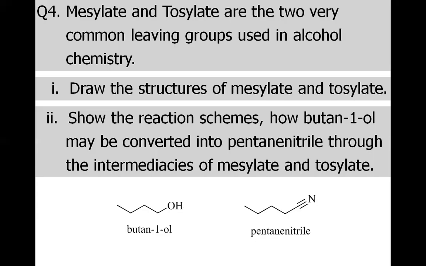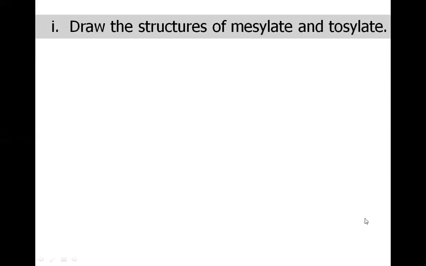Now let us discuss question number 4. It says mesylate and tosylate are the two very common leaving groups used in alcohol chemistry. Basically, this question has two parts. First part is to draw the structure of mesylate and tosylate, and the second part is to draw the reaction scheme that converts this butan-1-ol into the pentanenitrile via the intermediacy of mesylate and the intermediacy of tosylate. So let's solve step by step.